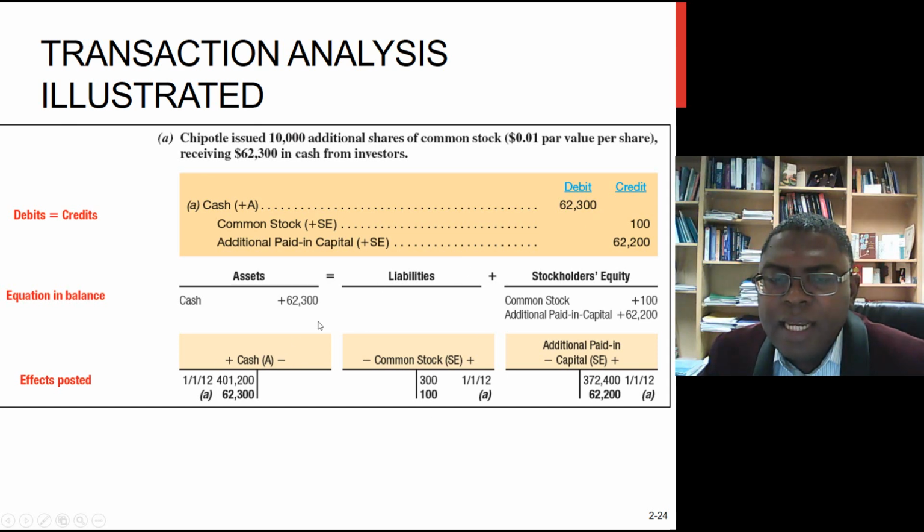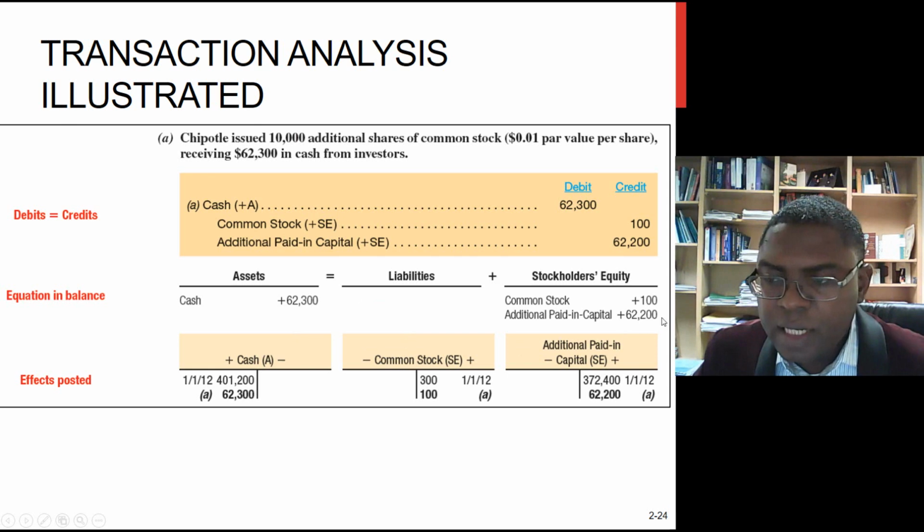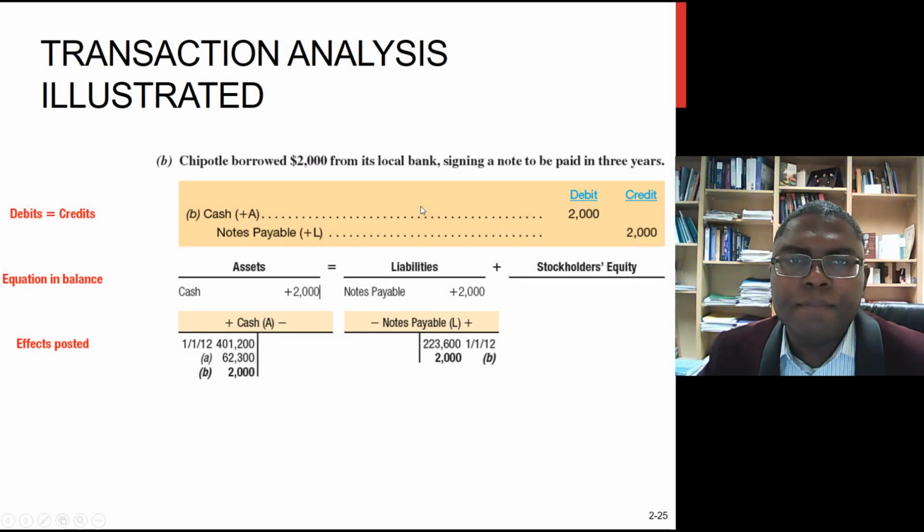On the general ledger, cash increases, again is going to take a debit balance, and common stock and additional paid in, which are stockholders' equity accounts, their increases will take a credit balance. And of course, as we had discussed before, this transaction leaves the balance sheet balanced. Every transaction that occurs, the balance sheet will always remain balanced.